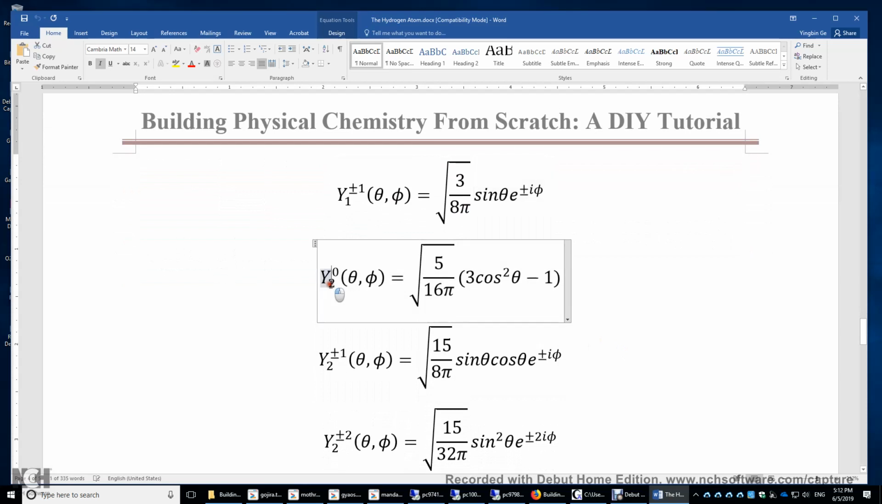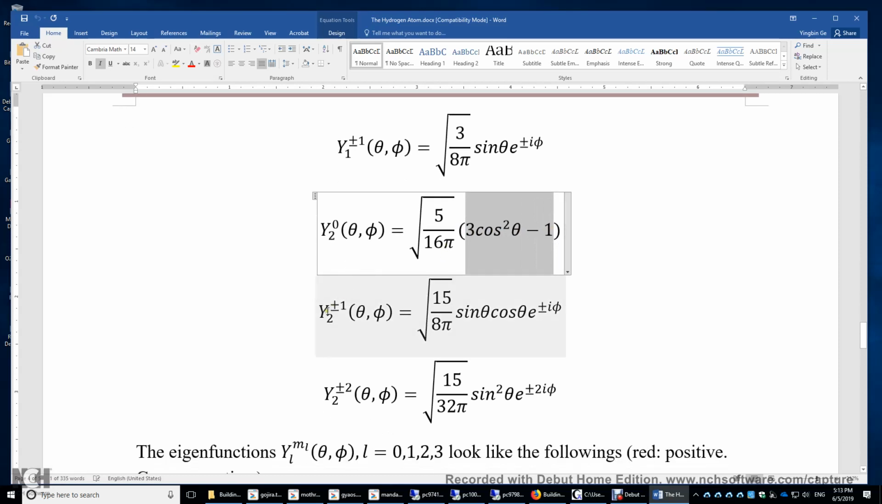Now, when L equals 2, m sub L can be 0, ±1, or ±2. When m sub L equals 0, you can see this function is simply 3z squared minus r squared over r squared. This corresponds to the dz squared orbital. And when m sub L equals ±1, you have sine theta times cosine theta times, over here, a linear combination of cosine phi and sine phi. So really, this part will give you the linear combination of xz and yz over r.